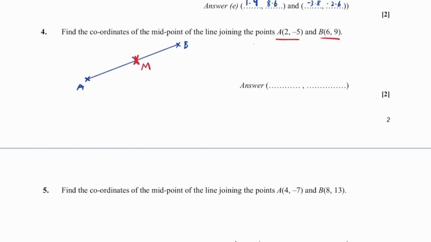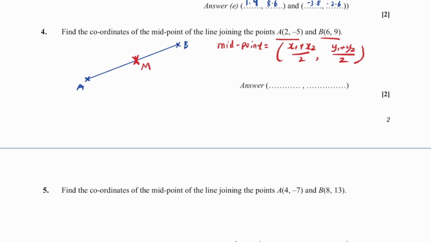So what is the formula? How can we find midpoint? Midpoint is equivalent to x1 plus x2 over 2, comma, y1 plus y2 over 2. Okay, that is the formula for midpoint. Just add up the x coordinate and add up the y coordinate, then both divided by 2.